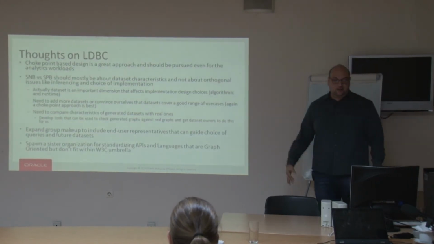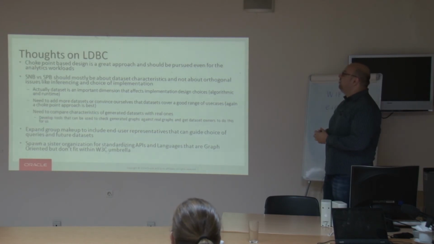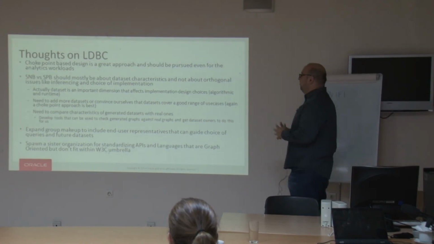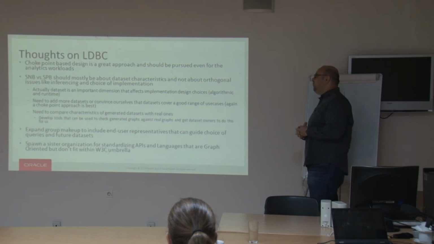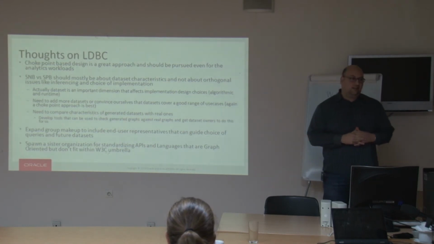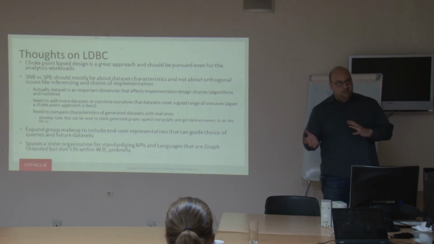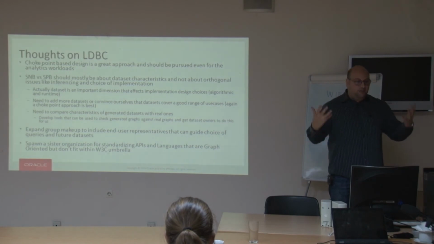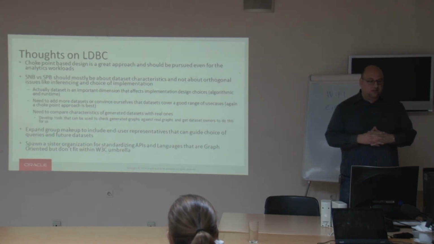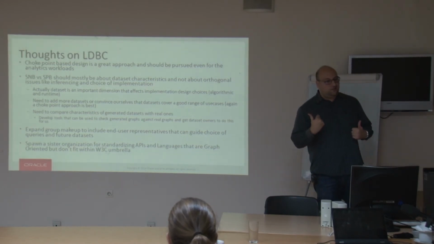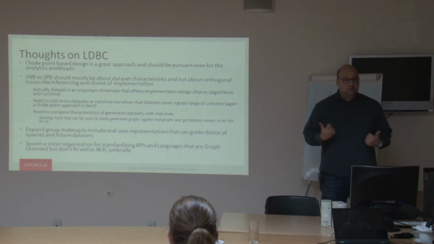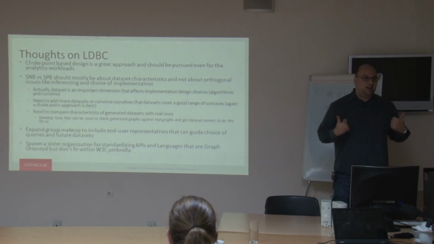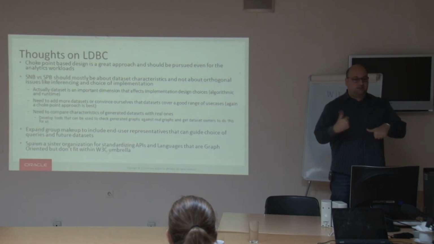So finally, I want to close with my own thoughts on LDBC. I really like the choke point based design. It's a great approach and should be pursued even for the analytics workload. I already see some disparity, like the semantic publishing workload doesn't use it as well as the social networking one. I just think it's a good principle. Let's actually use it for all the workloads. Social networking versus semantic publishing should be mostly about dataset characteristics and not about orthogonal issues like inferencing or choice of implementation, whether one is SPARQL or not.